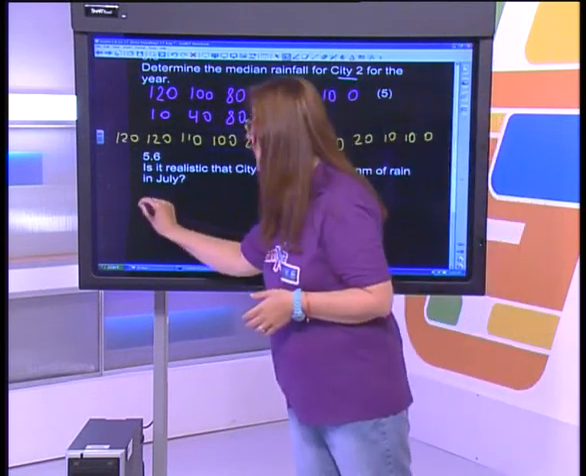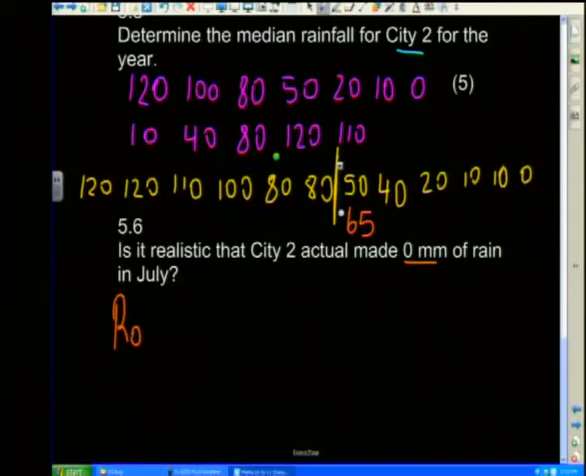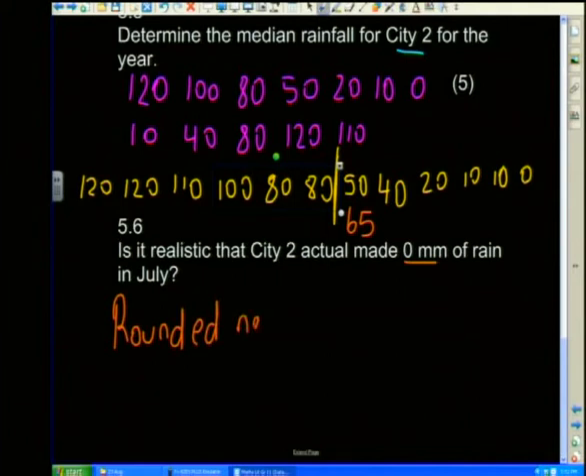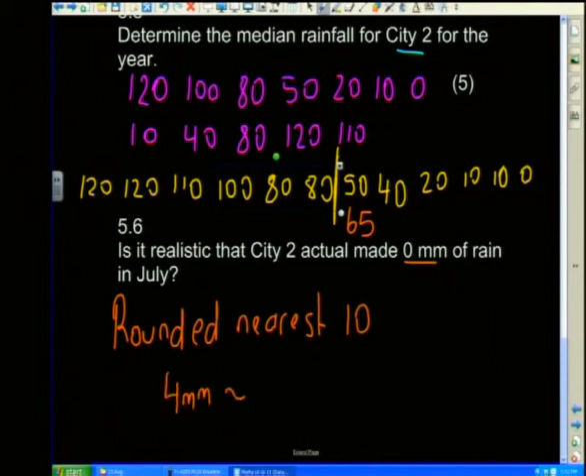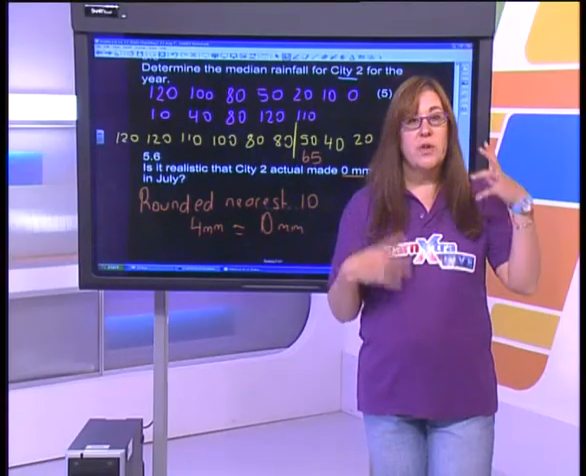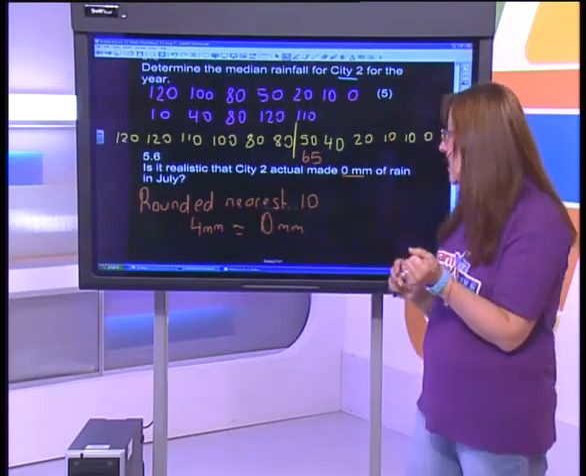But remember at our beginning, we rounded to the nearest 10. So if we rounded to the nearest 10, then they could have had as much as 4 millimeters of rain, and we would have rounded that off to 0 millimeters. Okay, so is it realistic? Probably not, and they probably did have some rain.